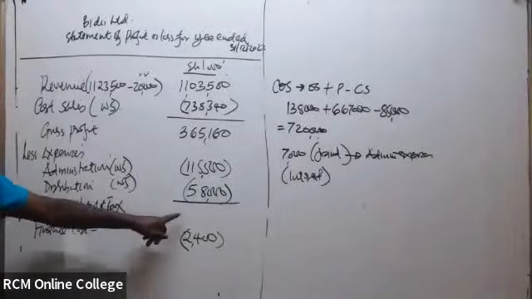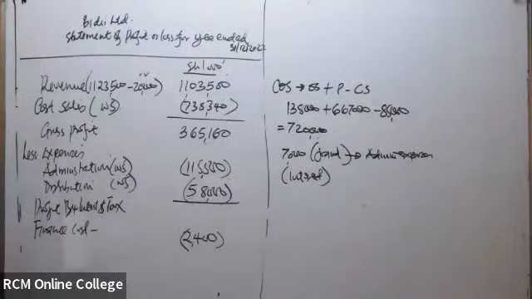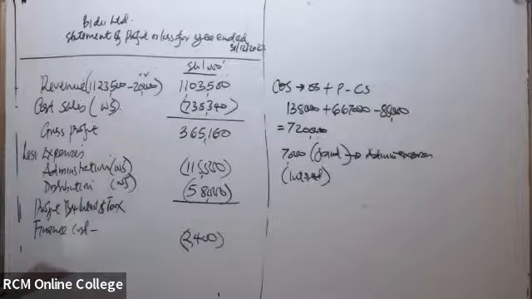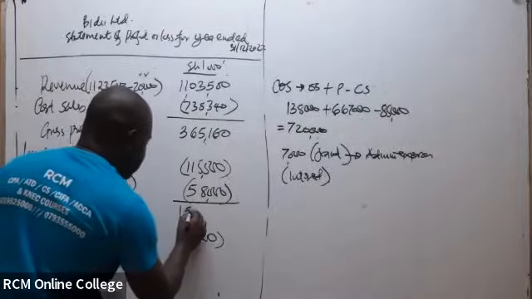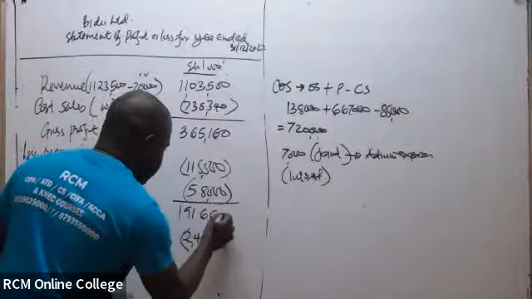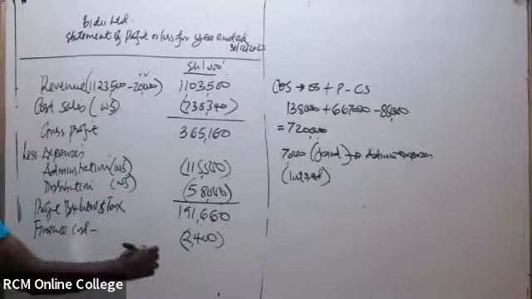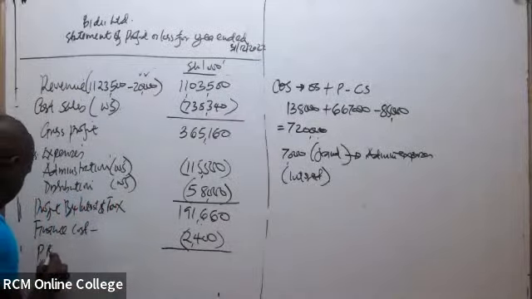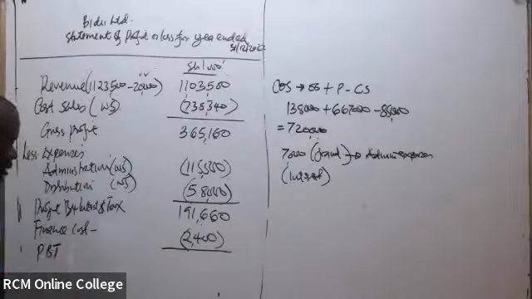So how much are you having to get? The profit before interest and tax is how much? 191,660. So now in this case, you can less the interest so that you can be able to get profits before tax, the PBT. So the PBT, I can see you're giving a figure there of 189,260.